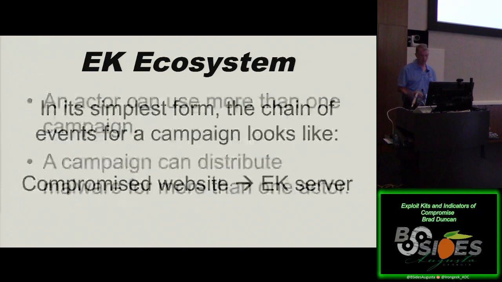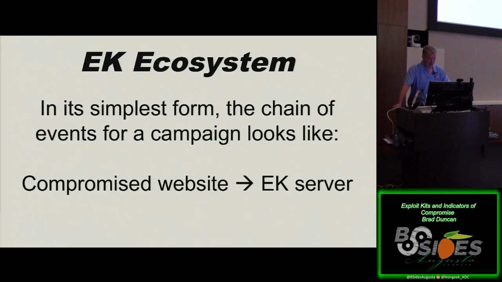So in its simplest form, the chain of events for a campaign looks like this, where you have a compromised website, and that website will redirect traffic behind the scenes to an exploit kit server, which is also working behind the scenes. Now, compromised websites are a dime a dozen.